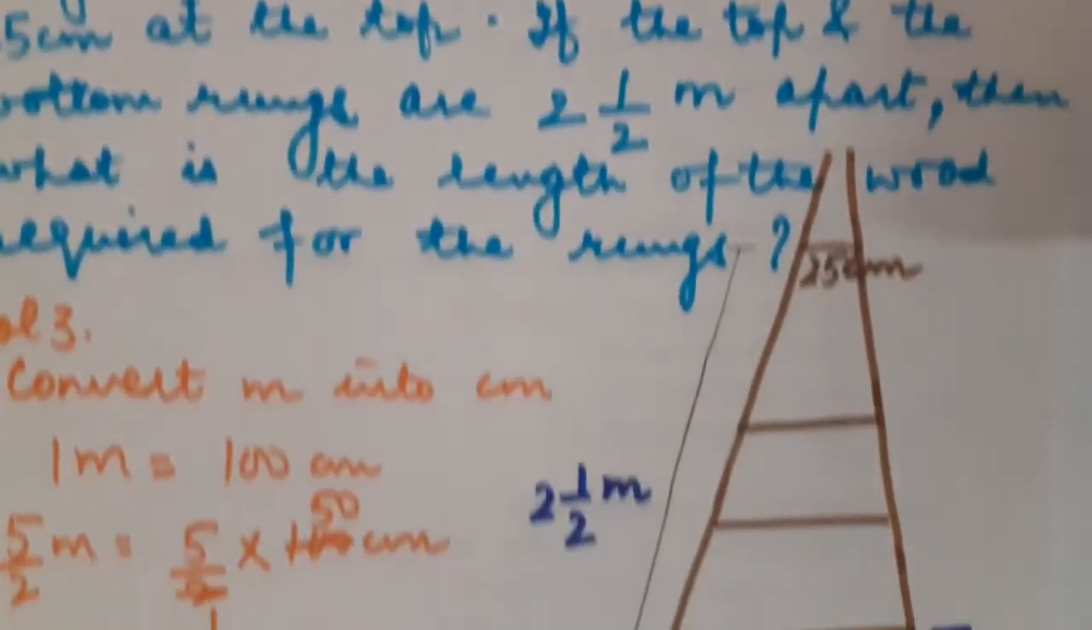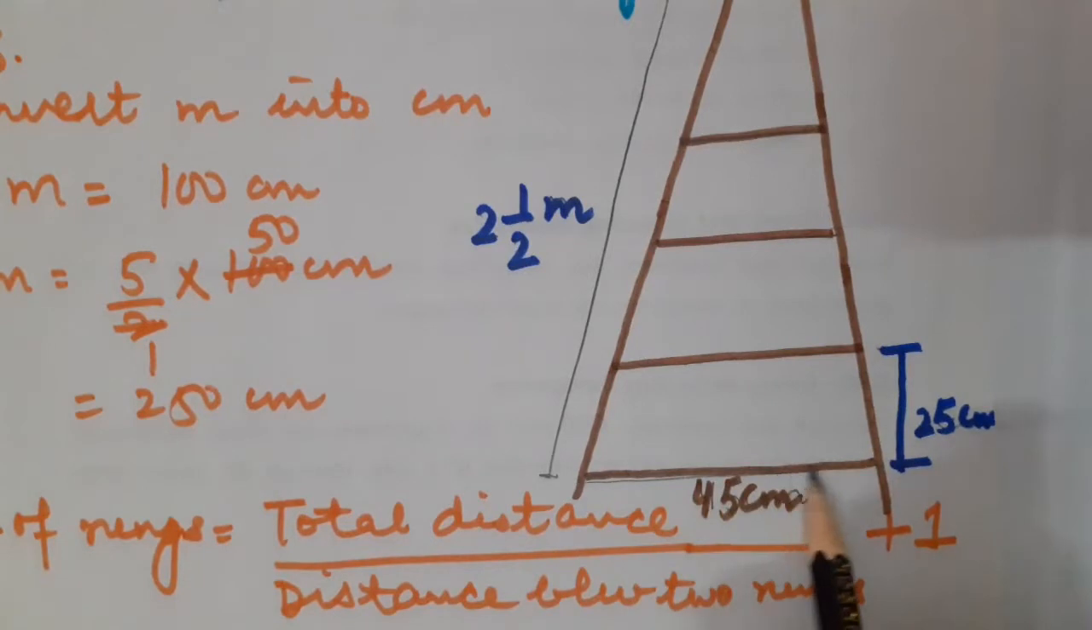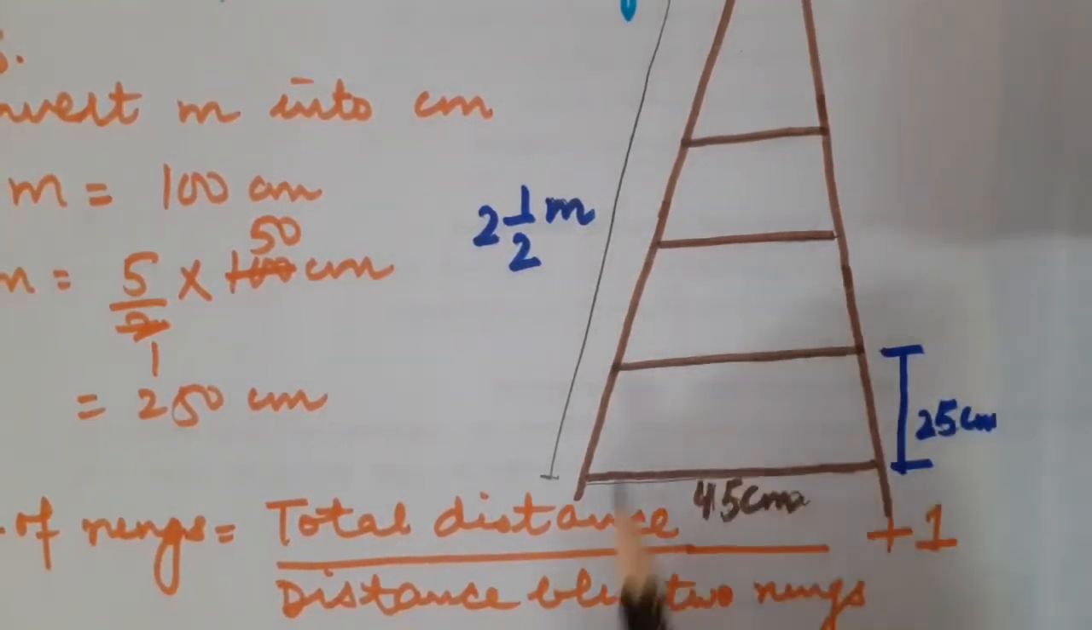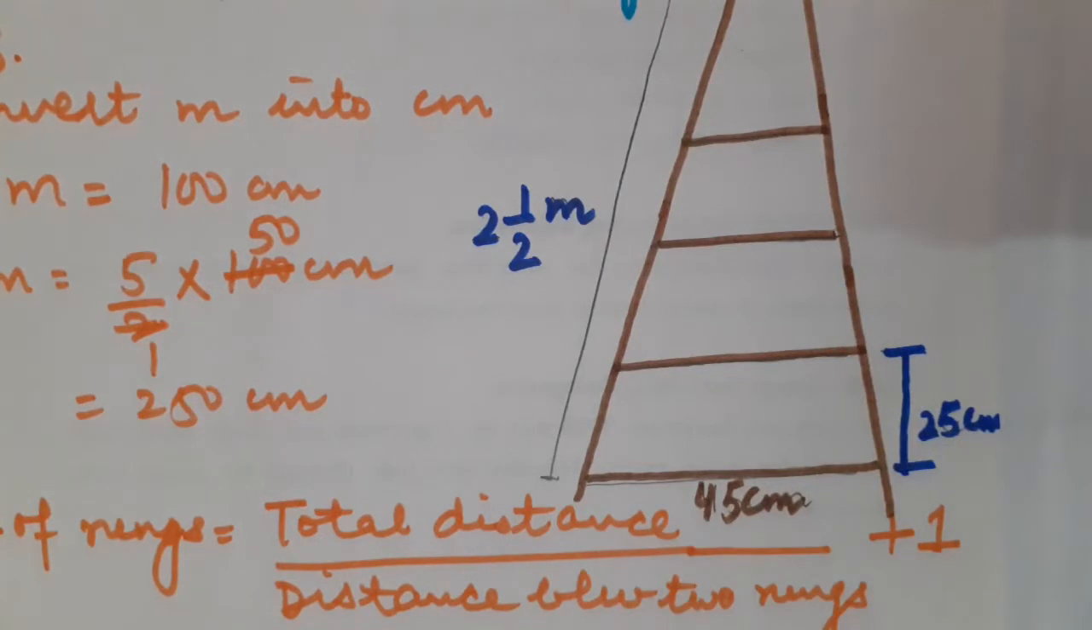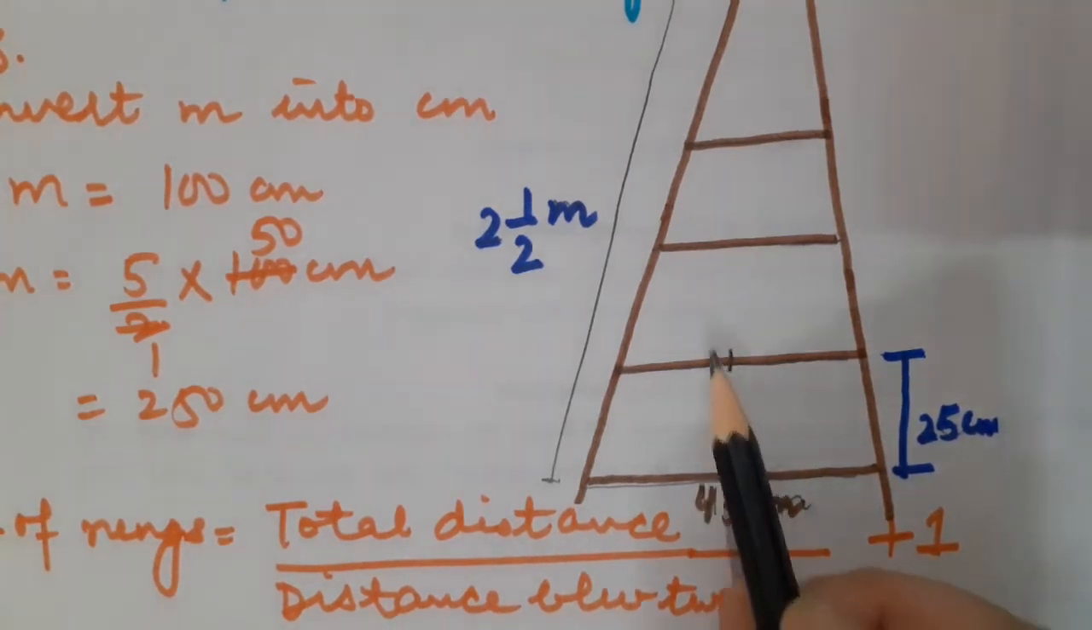Here you just have a look at this ladder. These are basically the rungs. What are these? These are horizontal supports on a ladder for a person's foot. Definitely if I am going to climb up using a ladder, I have to keep my feet only on these rungs. Correct, students?